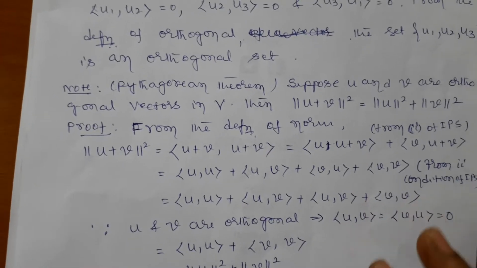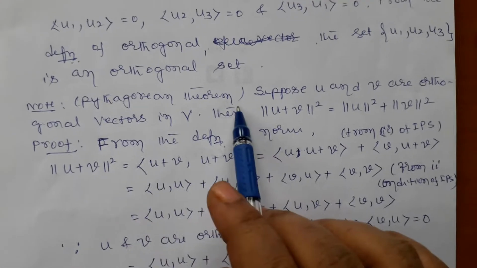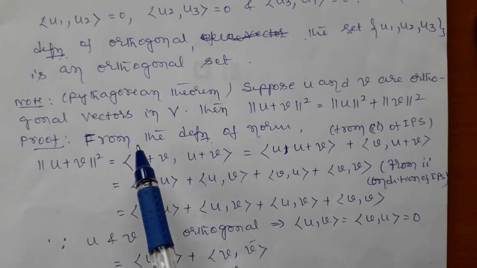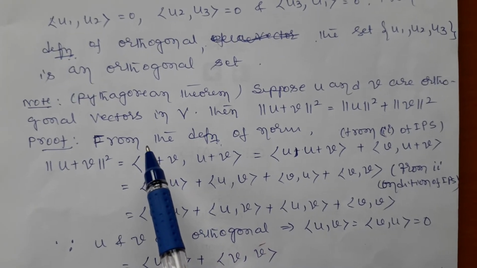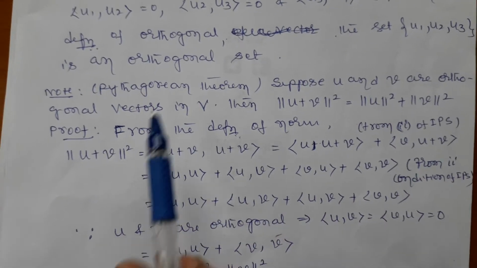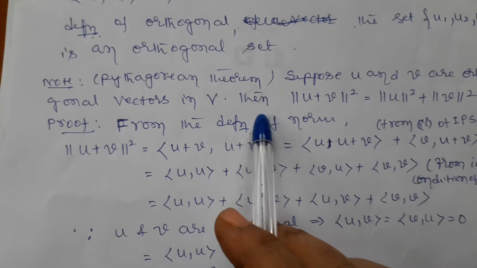In the second video I already started the Pythagorean theorem, but the theorem was not completed in that video. Therefore I'm going to repeat it once again. What about the Pythagorean theorem? Now suppose u and v are orthogonal vectors in V.